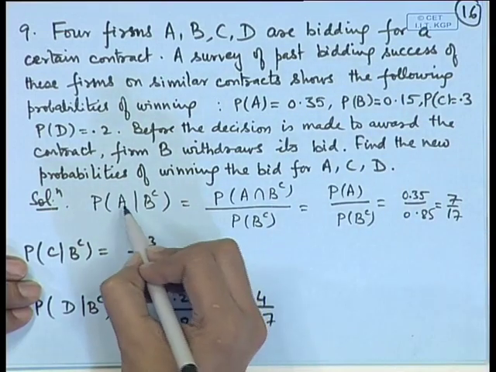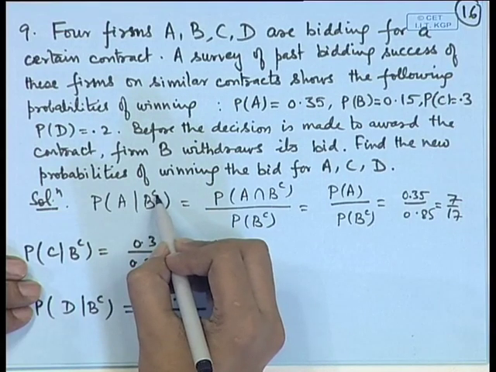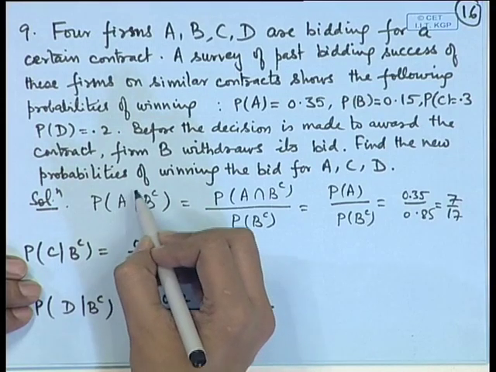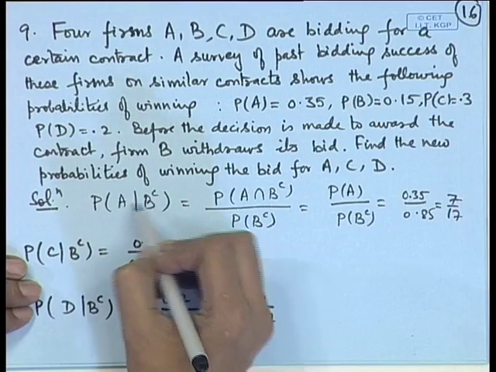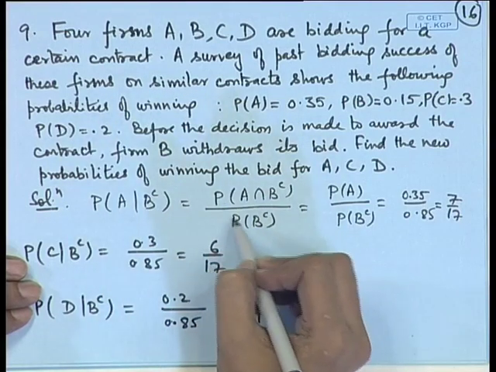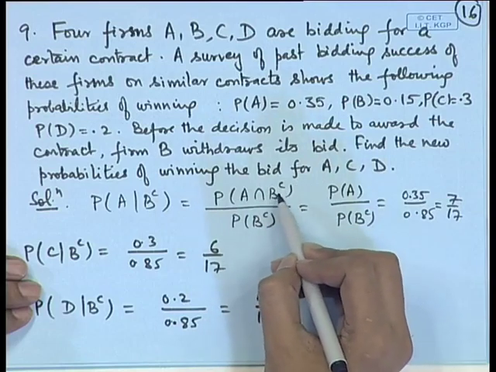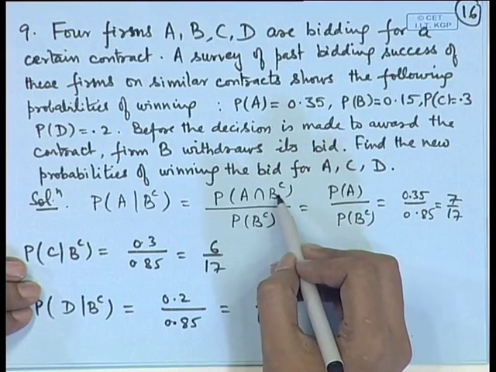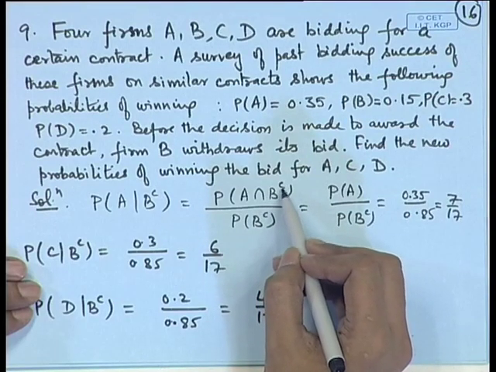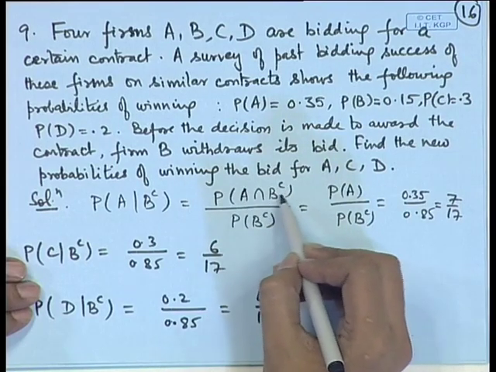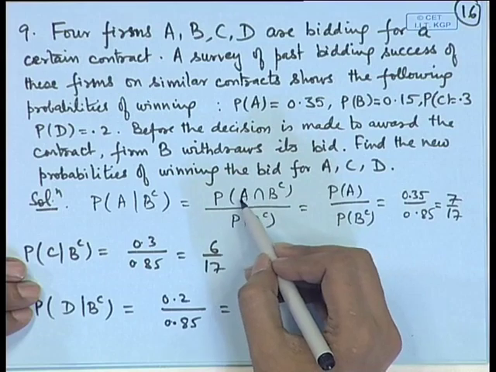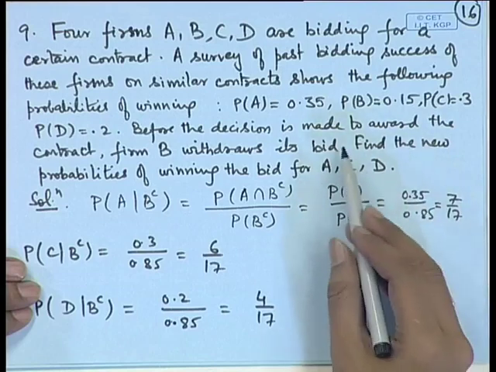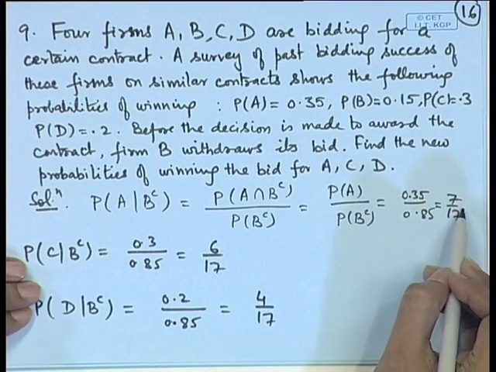So, basically what does it mean? It means that if B has withdrawn, B cannot win the bid. Therefore, the probability of A winning is now the conditional probability of A given B complement. By using the definition of conditional probability, it becomes probability of A intersection B complement divided by probability of B complement. Now, here you notice that B complement means that B does not win the bid. Therefore, A winning the bid is a subset of this. Therefore, A intersection B complement is simply probability of A. If we substitute the probabilities here, we get 7 by 17.